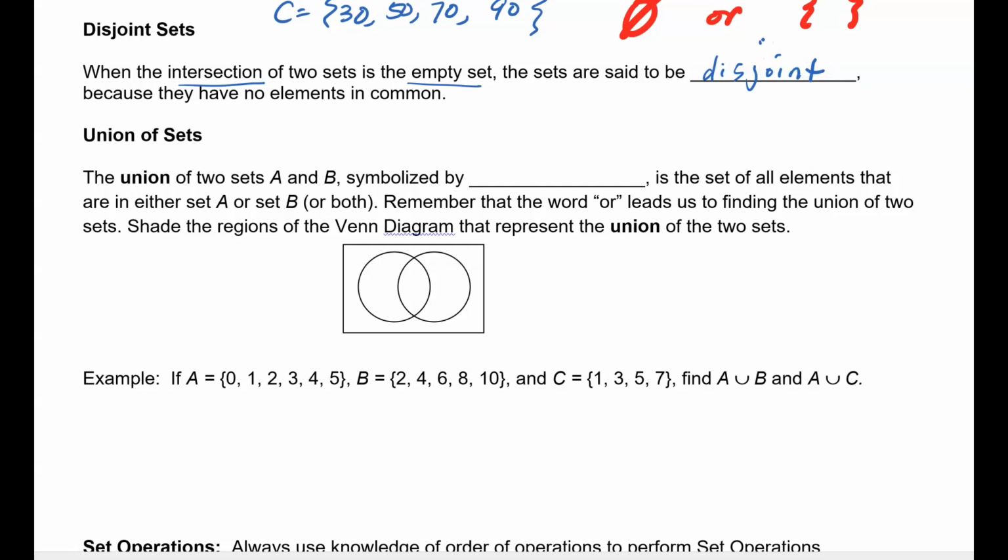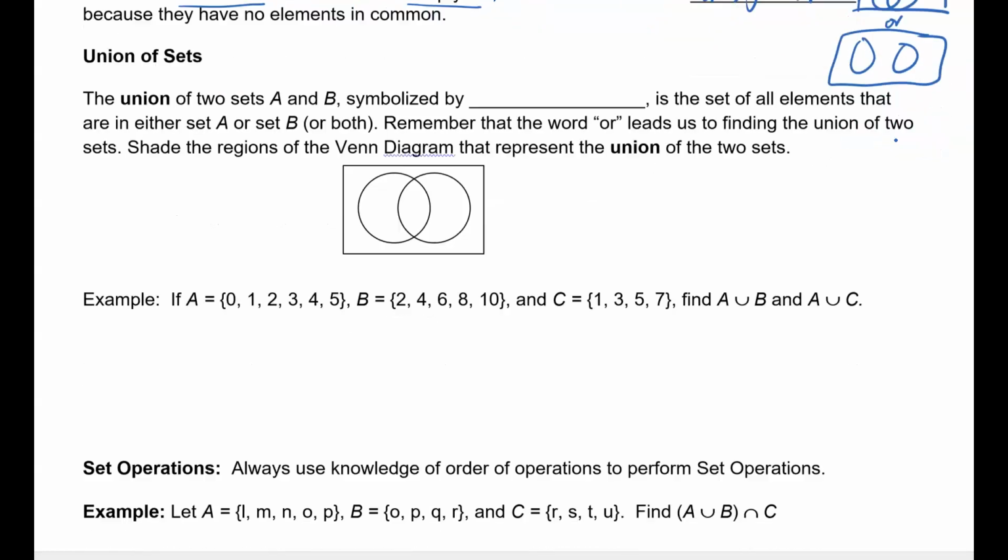In disjoint sets, you can even draw a picture. You can show a Venn diagram where there's nothing in between, or you can draw disjoint sets as completely separate circles if you want, because there's nothing in common. Okay, and so next we're going to talk about union.